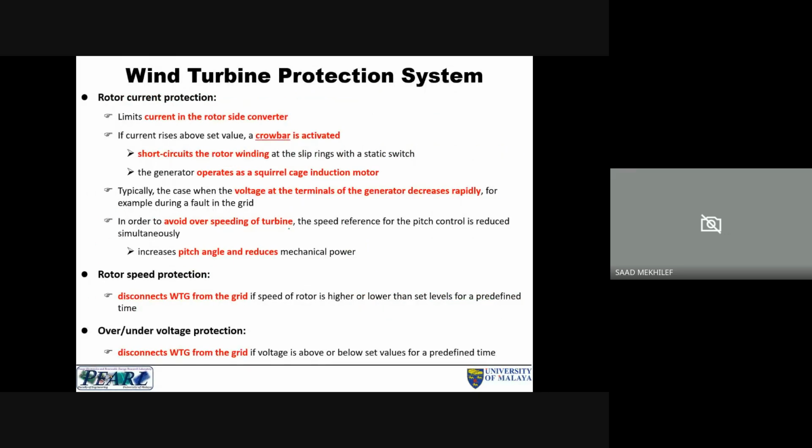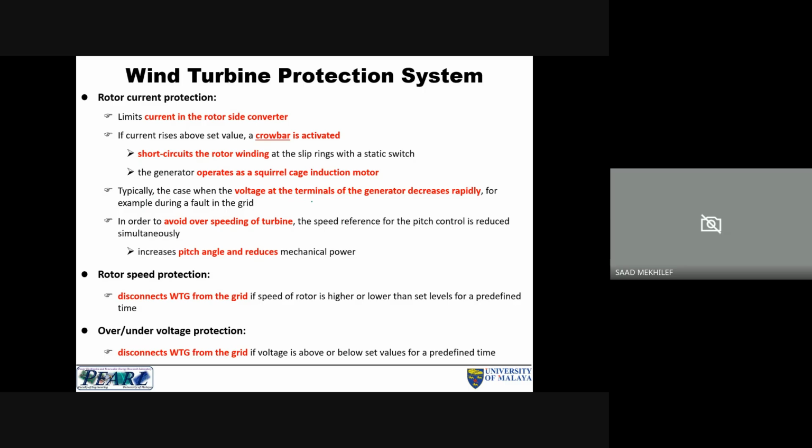Okay, I think this is for protection. This is one of the questions just now. So rotor current protection: limit the current on the rotor side of the converter. If the current rises above the set values, usually a crowbar is activated, which short circuits the rotor windings.